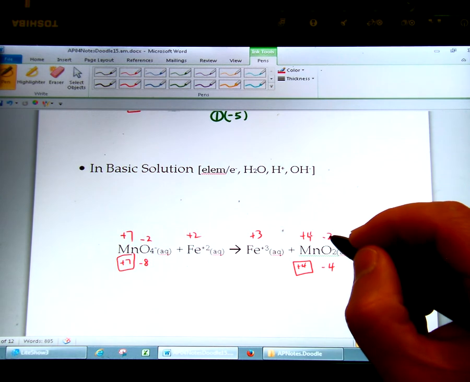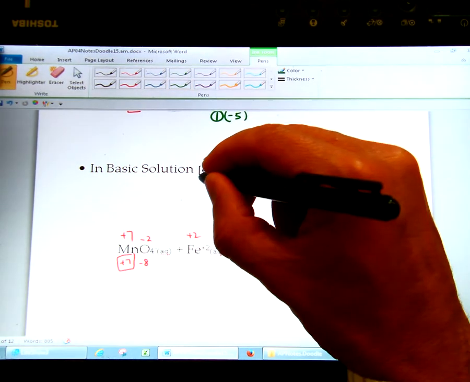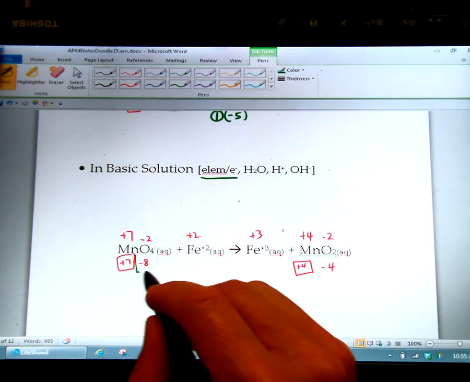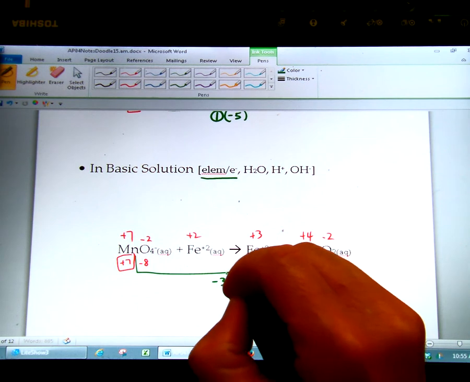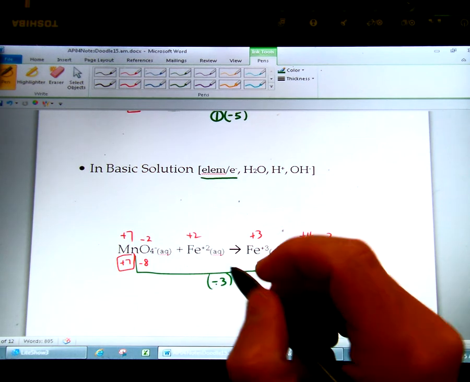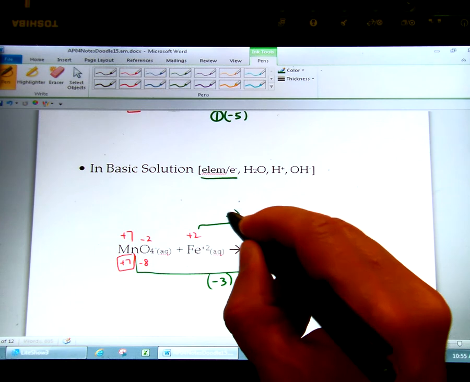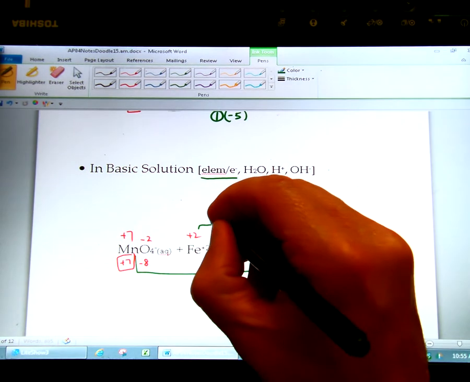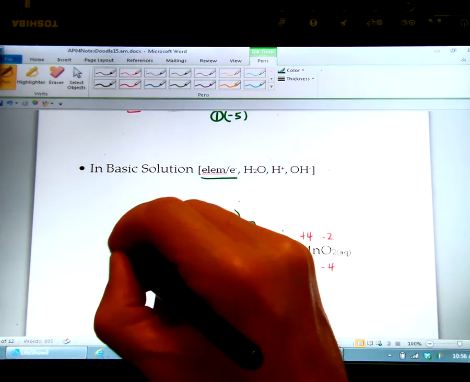Again, we're going to look for what went up and what went down. So that's going to help us with our element electron balancing. So Mn went down again, but this time it went down by 3. And the Fe went up by 1. So I need the least common multiple, which is 3. So I want 1 of these for every 3 of these. So I'm going to put a 3 in front of the Fe's and a 1 in front of the Mn's.